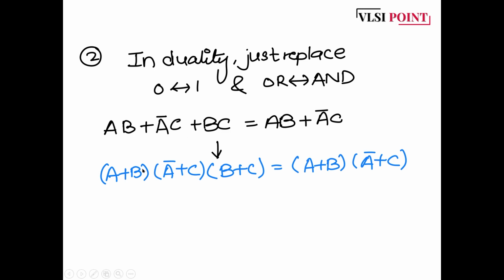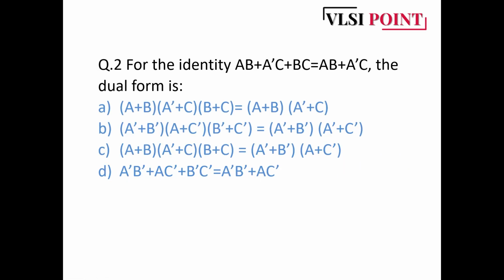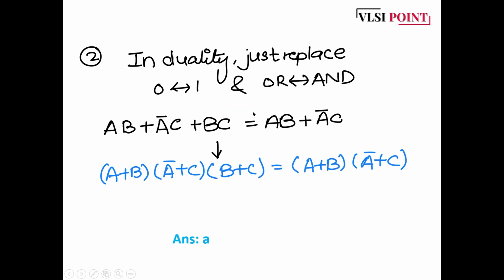Next, same we are doing after this: AB becomes A + B, A'C is nothing but A' + C. So the answer is A. You can see this is the answer. Let's move to the third question.